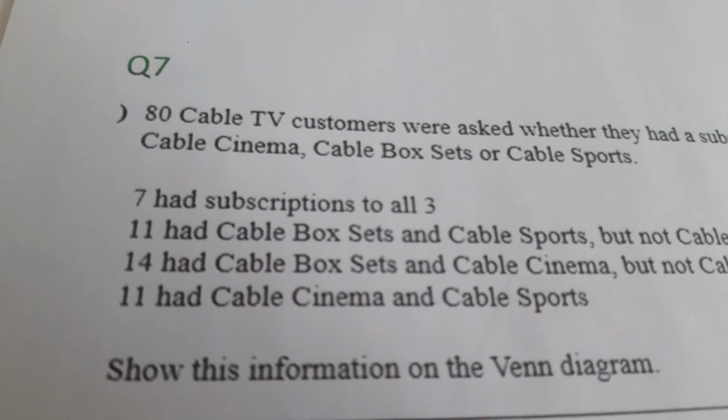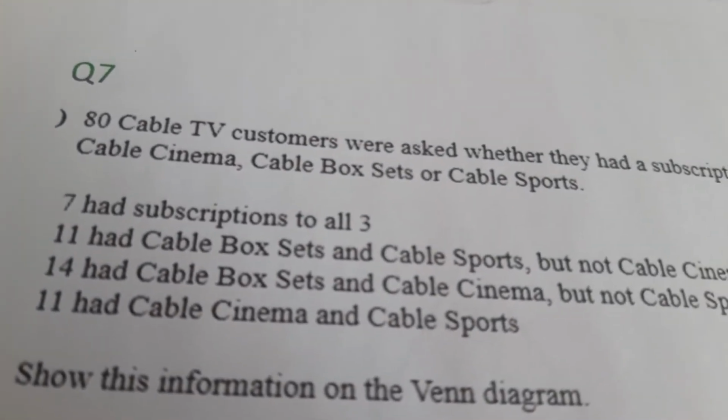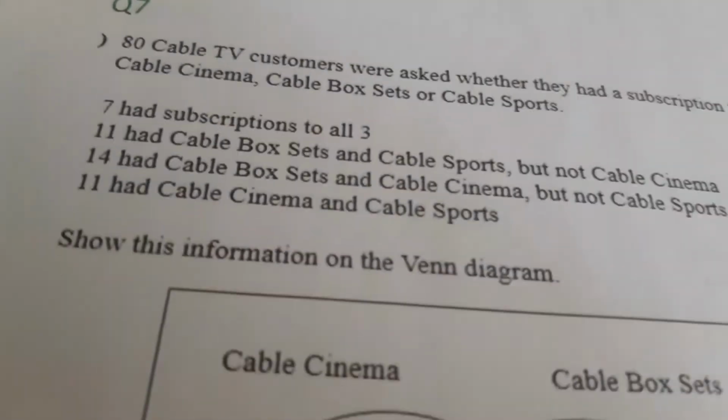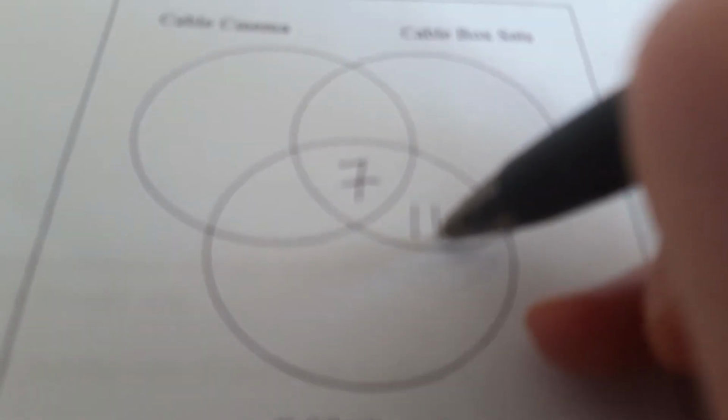The second sentence: 11 had cable box sets and sports, but not the cinema. Cable box sets and sport is this one. So the 11 goes in there because it doesn't include the 7 people that had cinema.